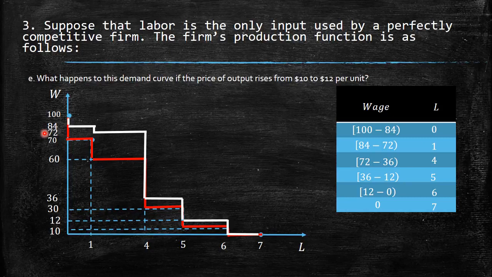It's kind of a stair curve, because there are intervals. So for this reason it's kind of different, but the idea is basically the same. The demand shifts to the right, caused by the increase of the price in the market.